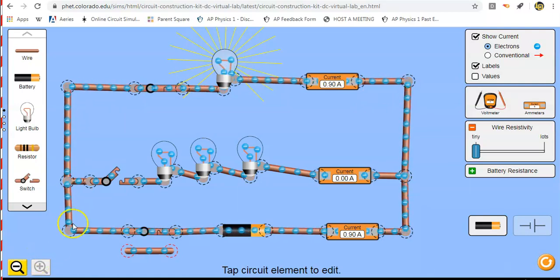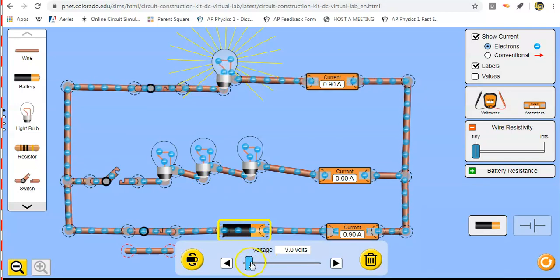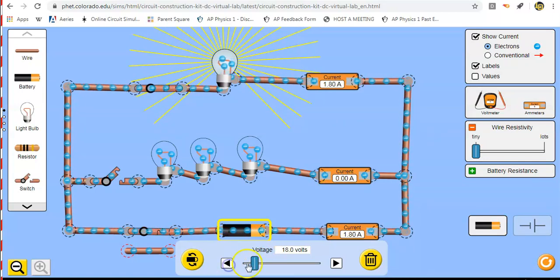I'll also review a little bit. We talked about Ohm's law. A lot of electronic components obey Ohm's law, where if I take this voltage and double it, the current, which is 0.9 amps, also doubles. If I double the voltage to 18 volts, the current also doubled. This simulation pretends that's true for light bulbs. In reality, if you notice, that light bulb got brighter.